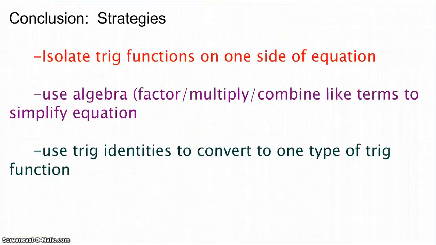So our strategies here then, in general, when we're trying to solve trig equations: isolate the trig functions on one side of the equation. A lot of times that's going to help you out. Use algebra, factor, multiply, combine like terms to simplify the equation. Use your trig identities to convert to one type of trig function. You're not always going to be able to convert to one type of trig function, but you want to try to do that, or if you can't, then you want to be able to factor something. These are our strategies.